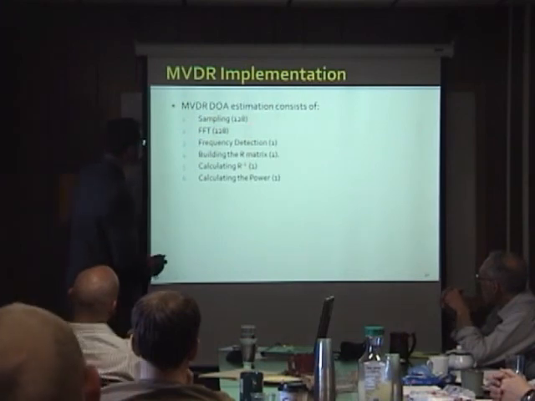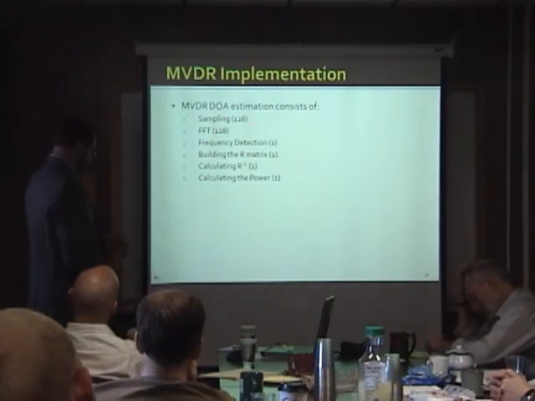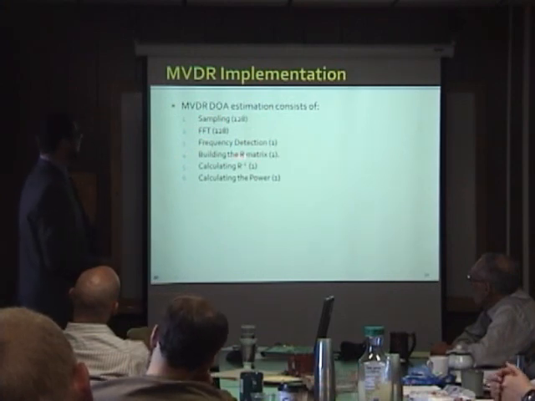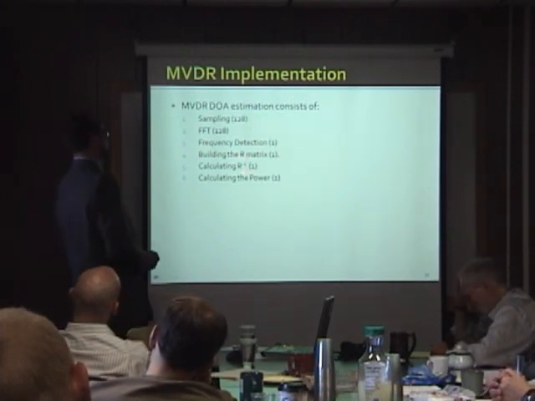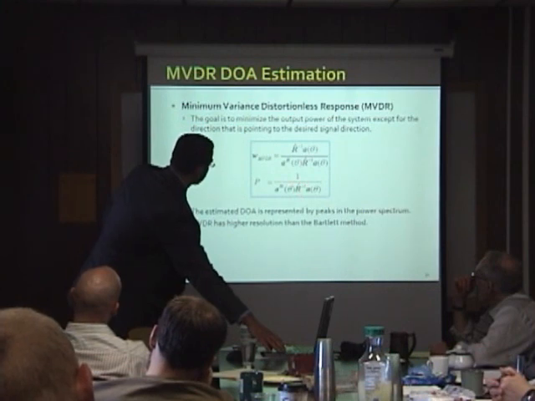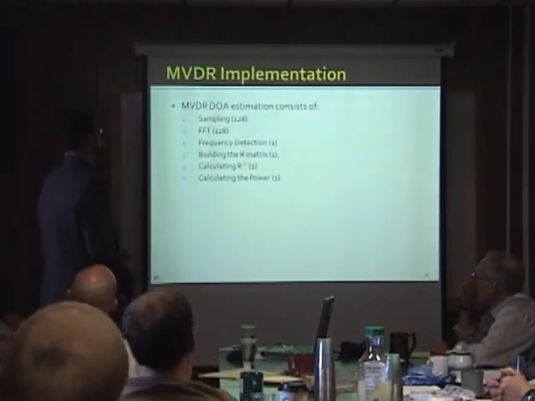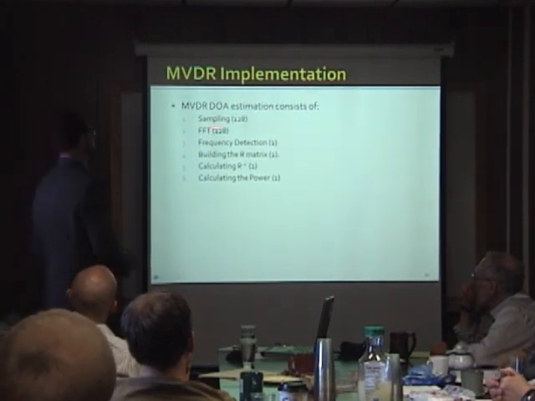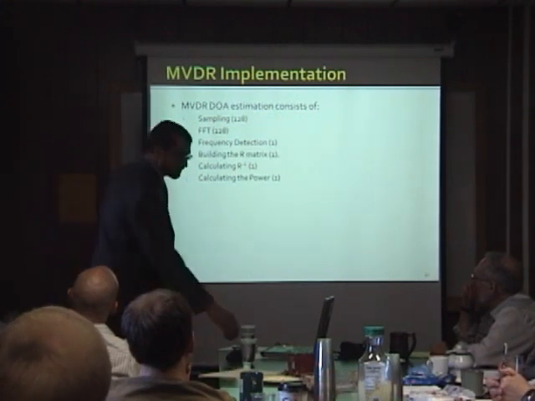So the MVDR DOA estimation consists of sampling and then doing FFT and frequency detection, just like in Bartlett. And then we need to build the R matrix, which is a covariance matrix, then calculate the inverse of that, and from that calculate the power. Just as we saw in the equation, we need to calculate the inverse of that to get the power. In order to get good averaging, perform 128 rounds of sampling as well as 128 rounds of FFT.